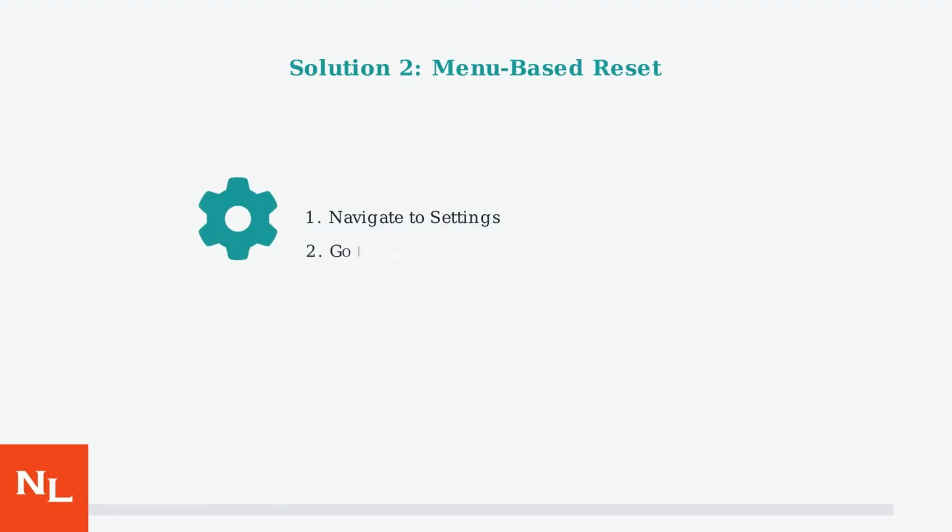If the soft reset doesn't work, try a menu-based factory reset. This is more thorough, but will reset your personal settings. Navigate to Settings, then General, then Reset. Select Factory Reset or System Reset and confirm the action. This will restore the system to default settings and often fixes persistent software issues.